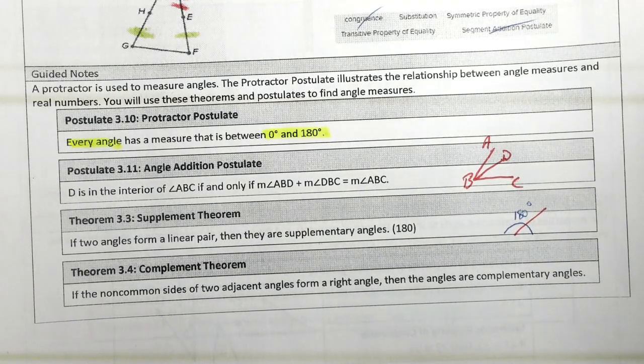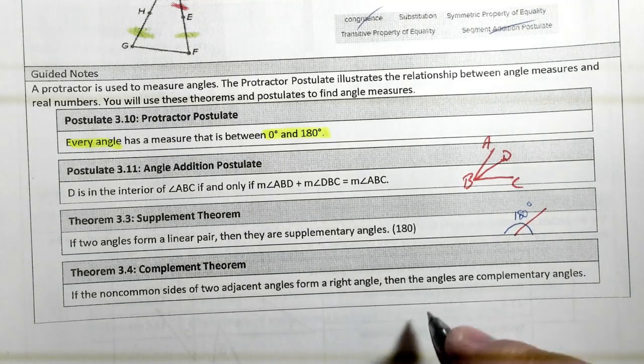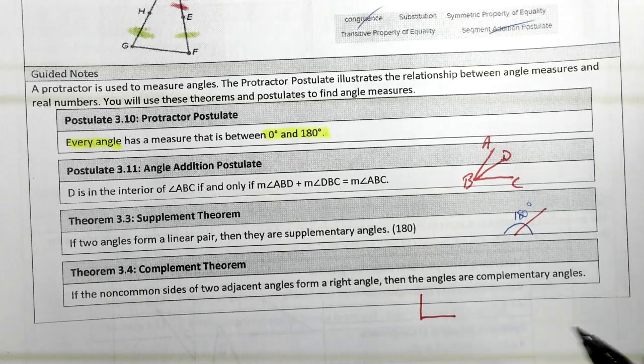And then lastly, theorem 3.4 is complement theorem. It says if the non-common sides of two adjacent angles form a right angle, then the angles are complementary angles. So let's see if we've got enough room to see me down here. So say we've got a right angle.